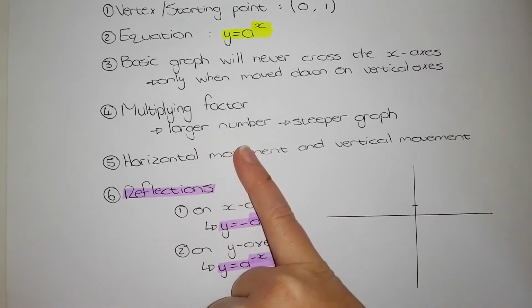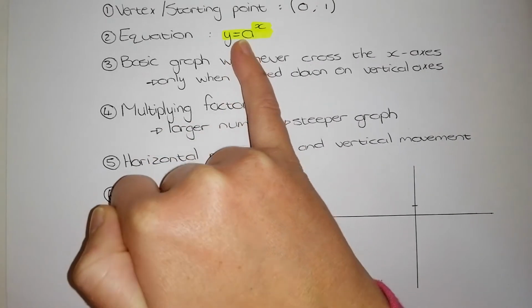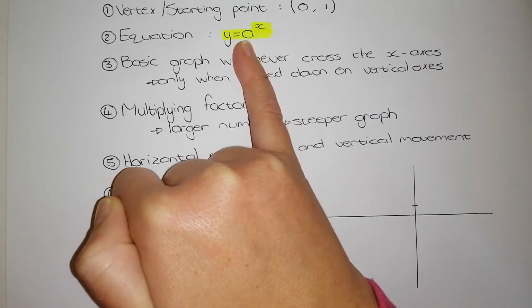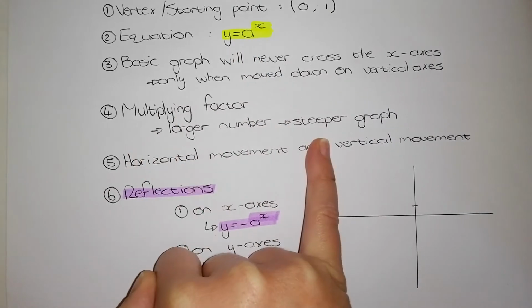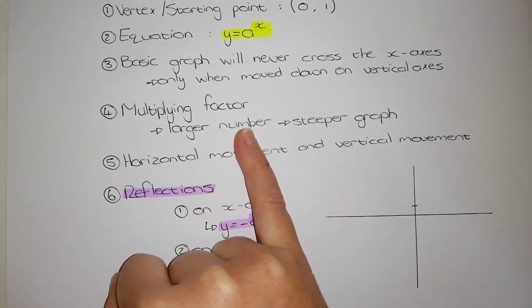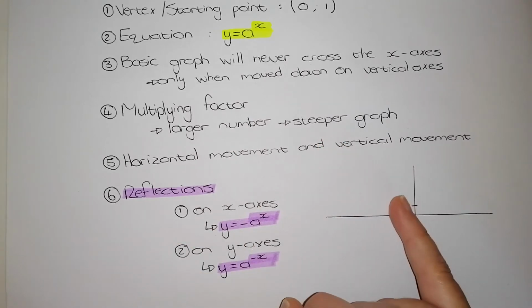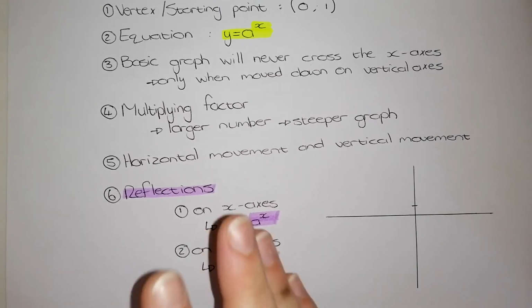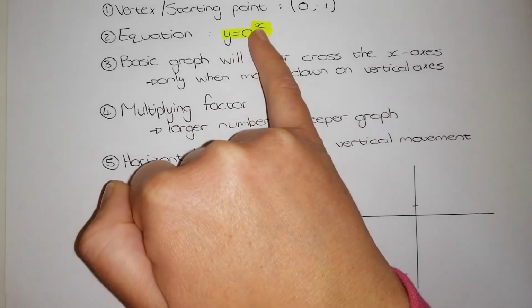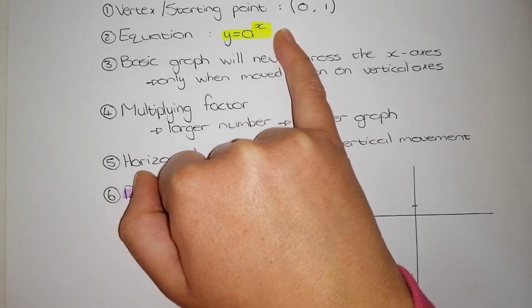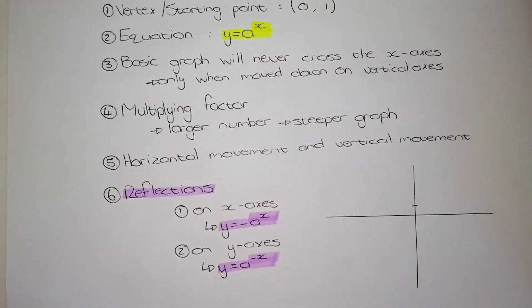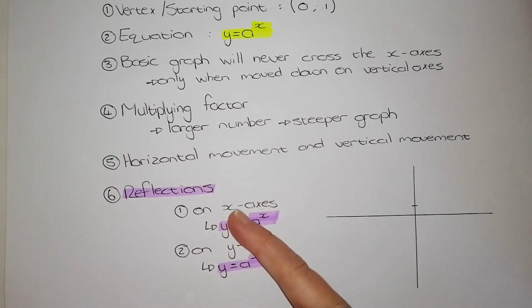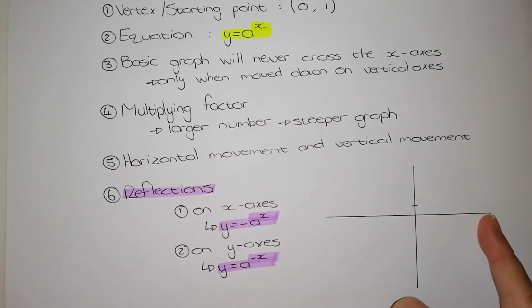Like we said earlier, the multiplying factor is the a value that we need to find out, that we need to calculate, and that would be the larger the a value, the steeper the graph, meaning the closer to the y-axis the graph will go. The horizontal movement is written with the x as part of the power, and the vertical movement is written after. There are two different reflections that we get. We get a reflection on the x-axis and we also get a reflection on the y-axis.